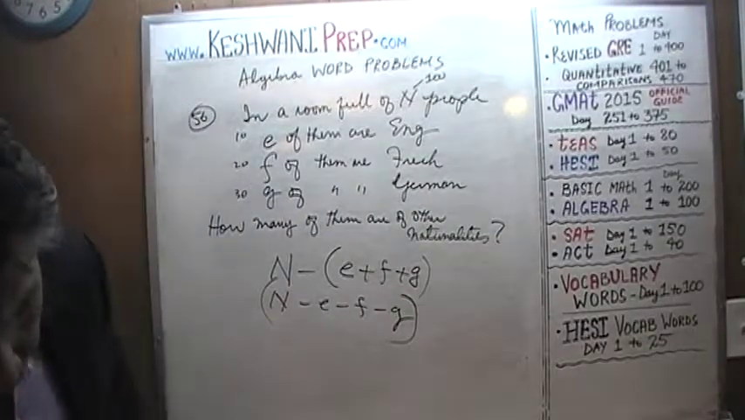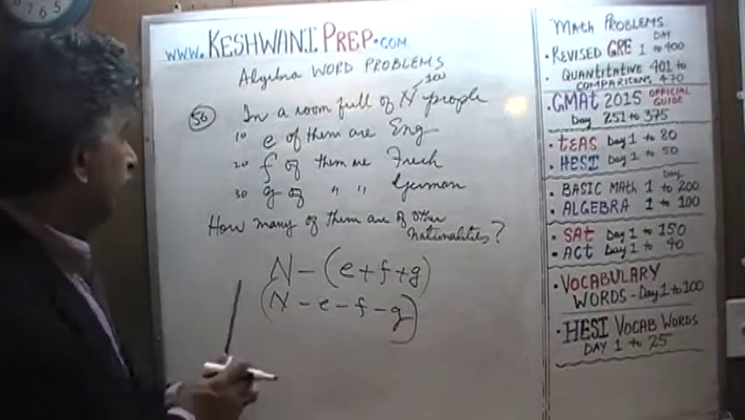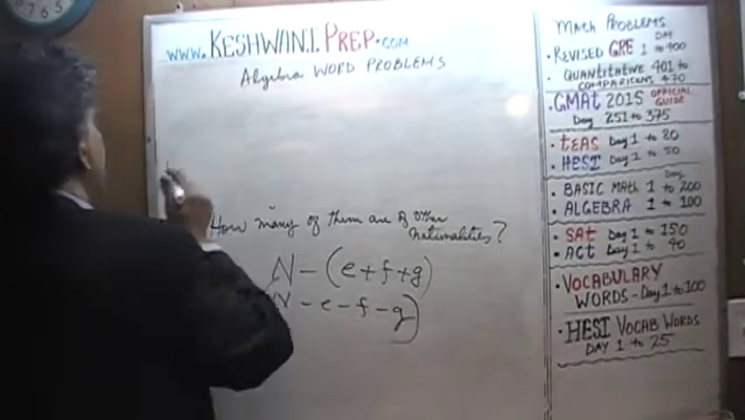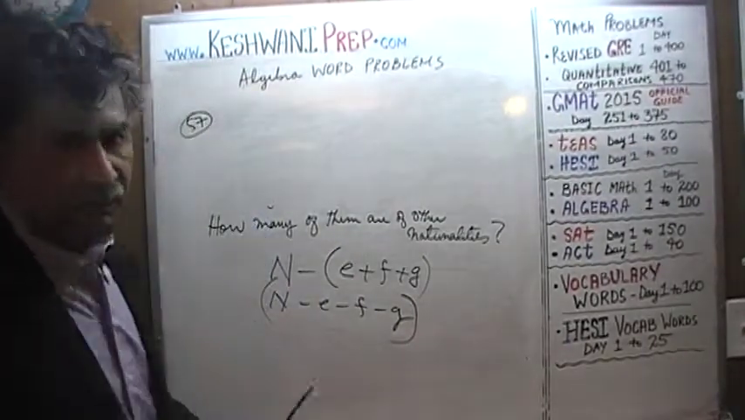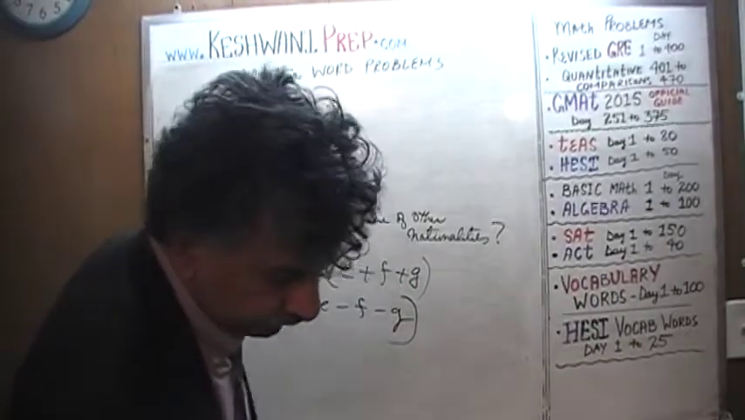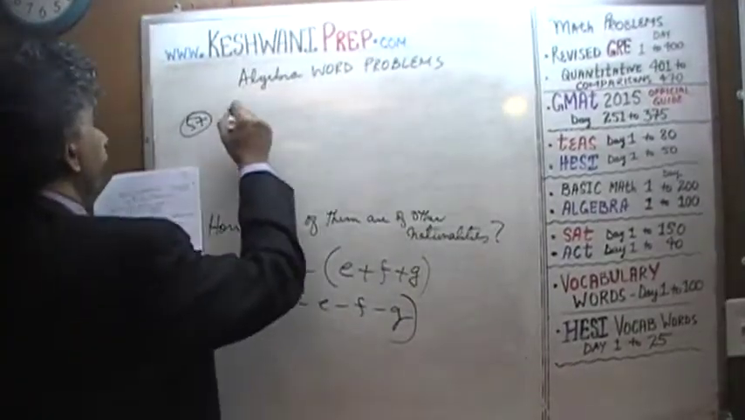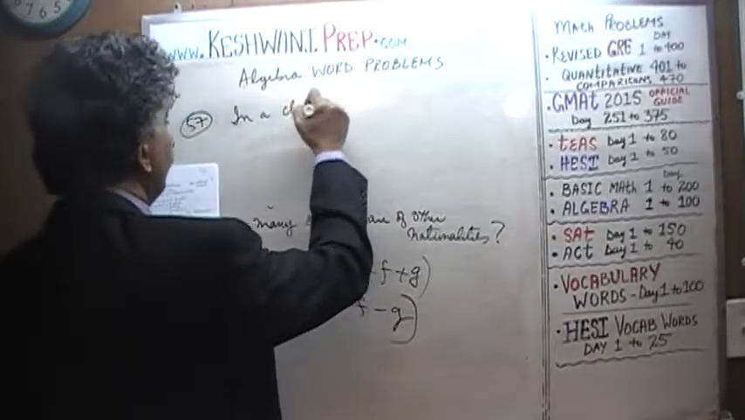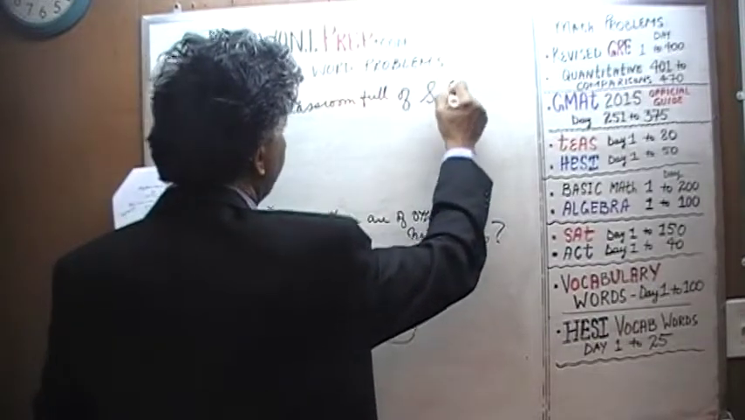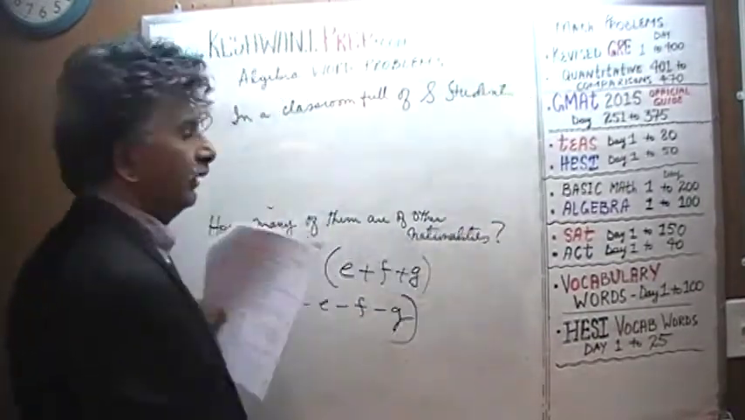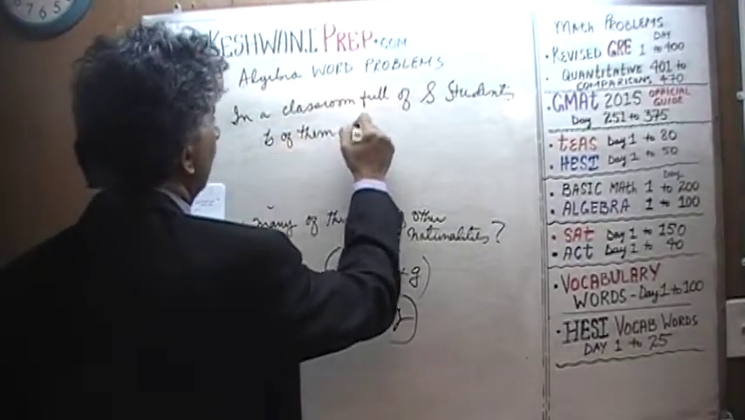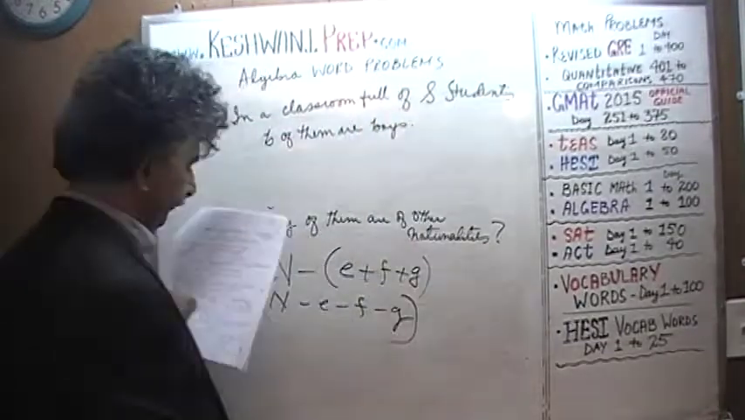Let's do the next one, shall we? The next one is going to be a little bit more tricky. And number 58 is going to be even more so. In a classroom full of S students, yes, you guessed it, B of them are boys.